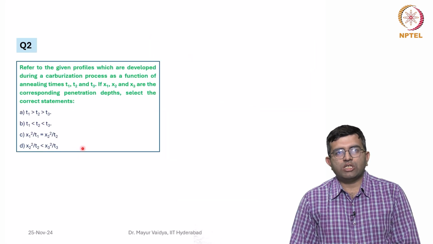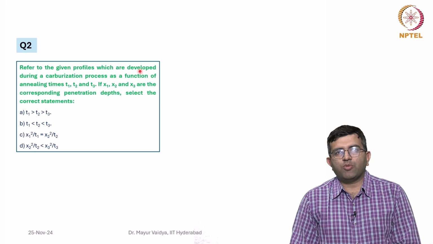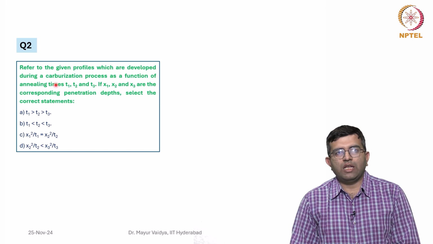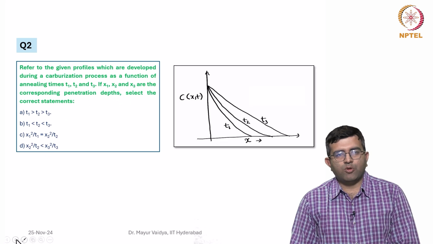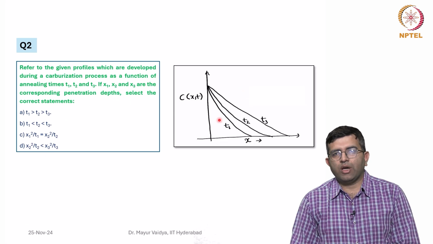Moving to the second question. Refer to the given profiles which are developed during a carburization process as a function of annealing times t1, t2 and t3, and if x1, x2, x3 are the corresponding penetration depths, select the correct statements. One statement is about the time. So you can see this is the profile.